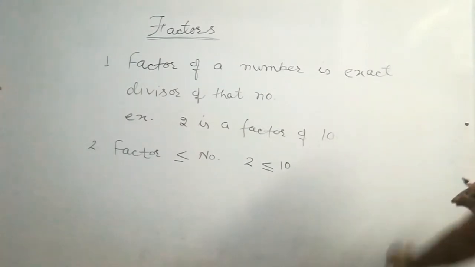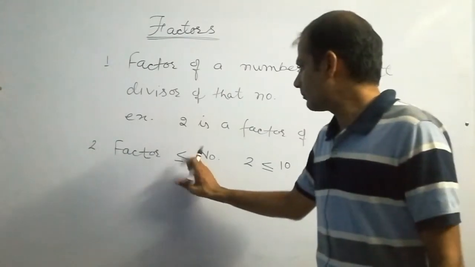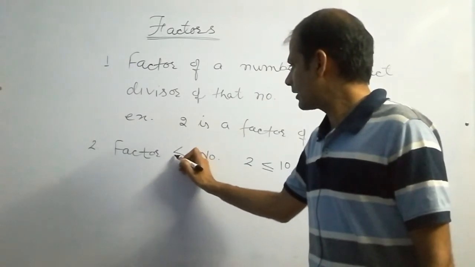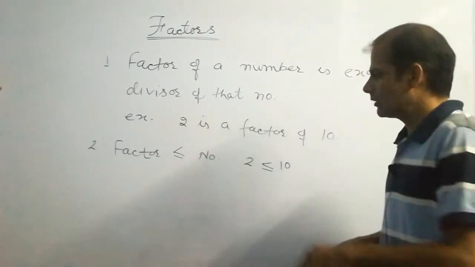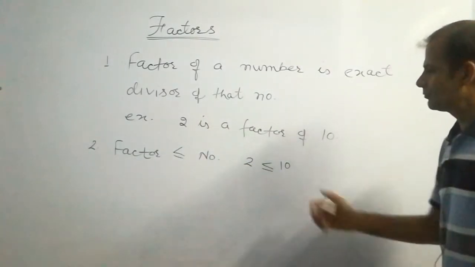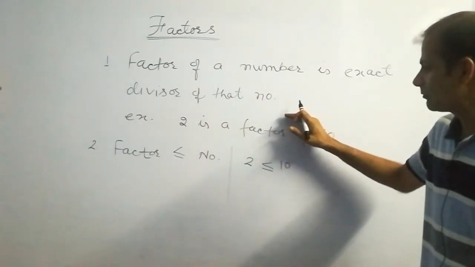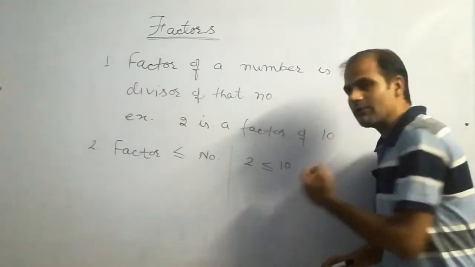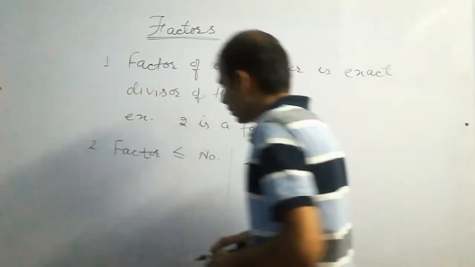Now the second point: a factor is always less than or equal to the given number. This symbol is less than or equal to. There are two conditions combined, so either one will be true. Here is the example. 2 is a factor of 10 in the previous example. It means 2 is less than or equal to 10. 2 is never equal to 10, but 2 is less than 10, so one of the conditions holds true.